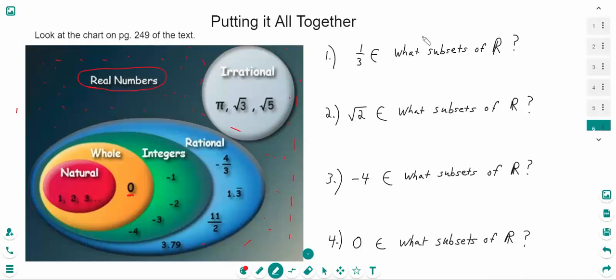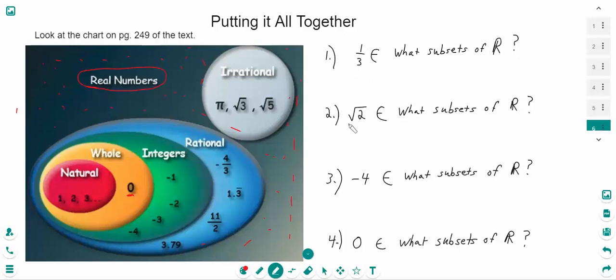So question number 1. If I have the fraction 1/3, and remember this kind of E shape here represents elements, element of, or member of. All right, so 1/3 is an element of what subsets of R, which remember represents the real numbers. Okay, so 1/3 is a member of what subsets of R. So here are all the subsets of R. We see all of them here. In which of those subsets would you or could you find a 1/3?